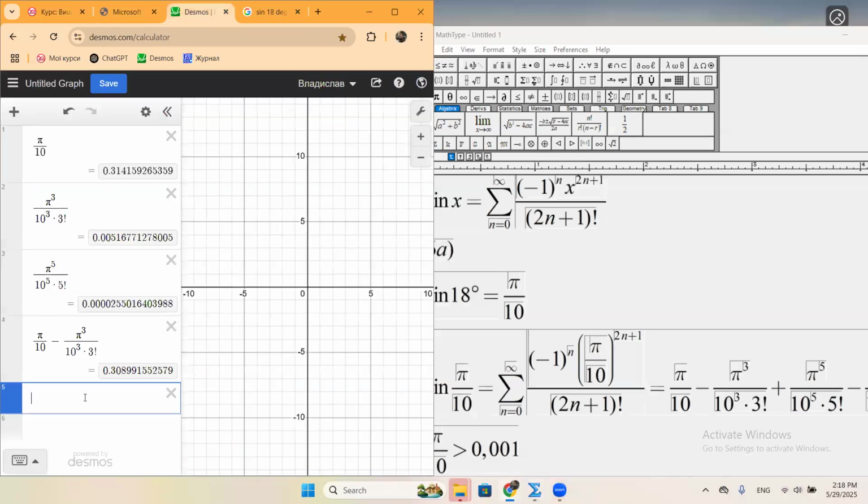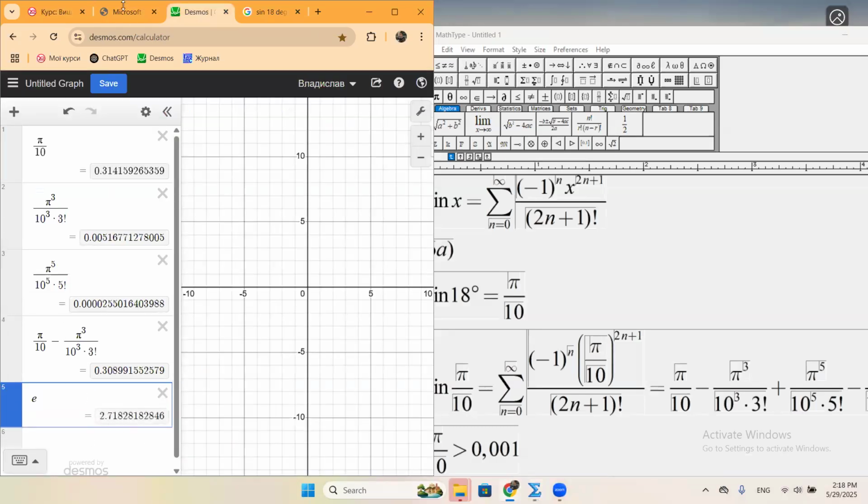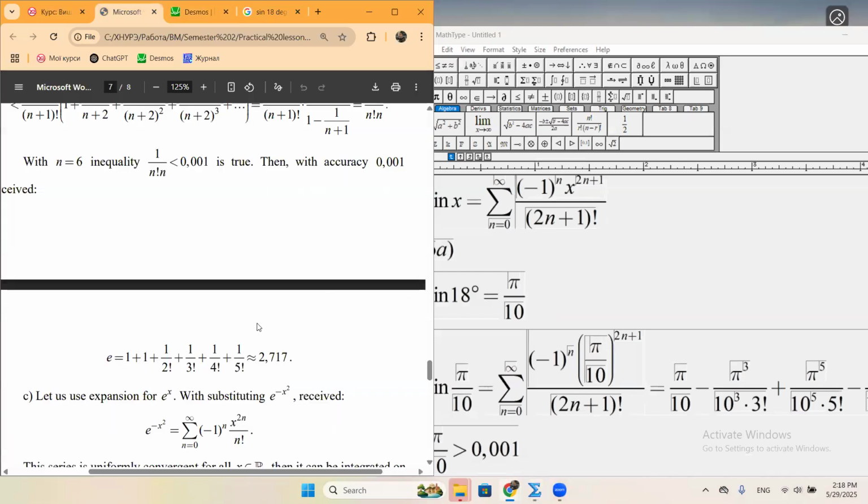And number e equals 2.718. Okay, so we lost some accuracy, but that's not, of course, a tragedy.